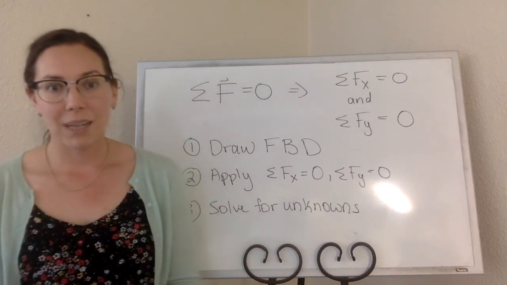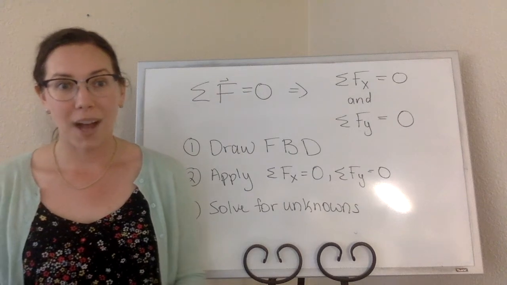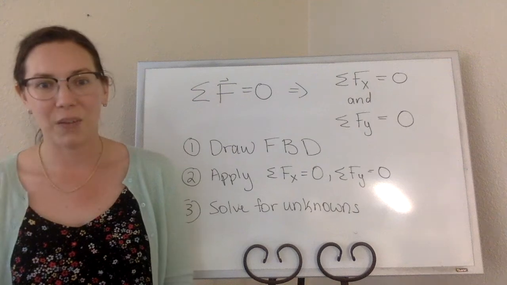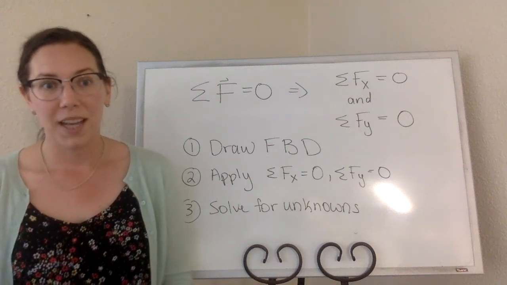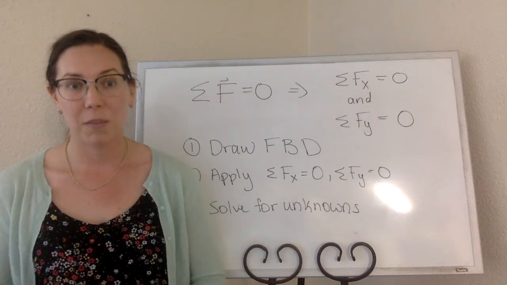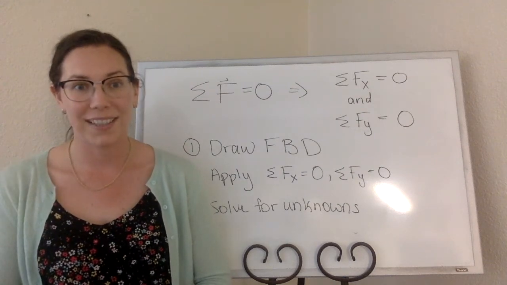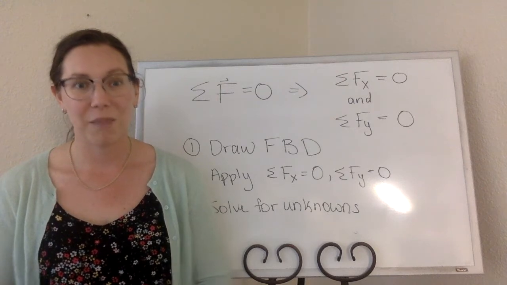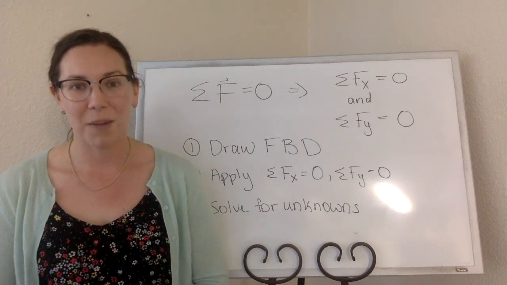And then secondly, we'll write out F net x and F net y and set them equal to zero. Once we've done that, we can solve for any unknowns in the problem. Remember that these are forces and their components need to have a direction, so make sure to add signs to your components. We'll look at one 1D problem to practice, and then we'll go on to some 2D Newton's first law problems.